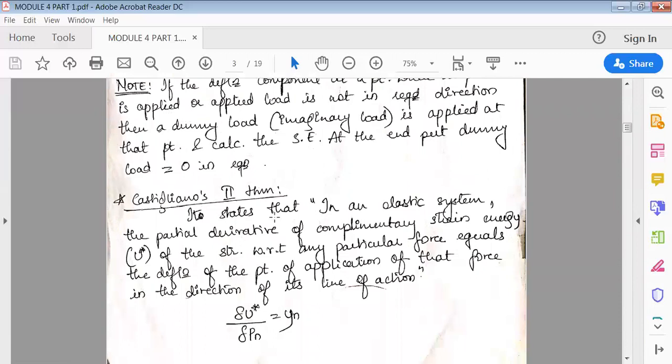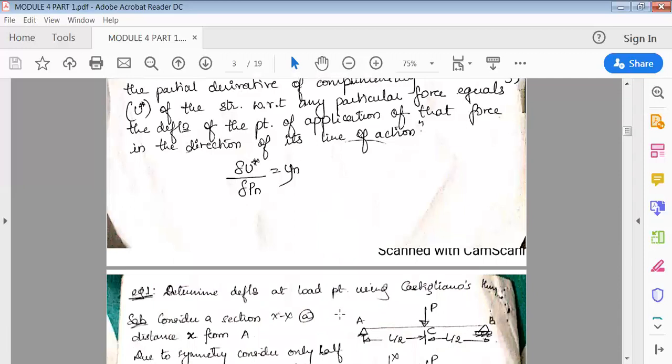Then Castigliano's second theorem states that in an elastic system, the partial derivative of the complementary strain energy, U dash, of a structure with respect to any particular force is equal to the deflection of the point of application of that force in the direction of the line of action. So it is the same thing, but this time it is complementary strain energy. Complementary is the opposite of strain energy. So it is dou U star divided by dou Pn is equal to Yn. Again, if you differentiate U with respect to P, you'll get the deflection. We'll be using these in problems.